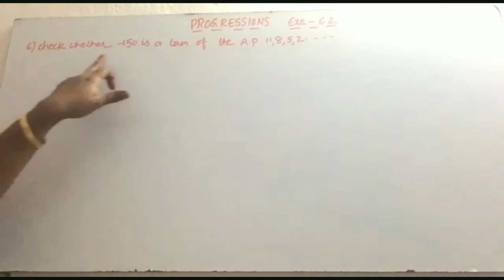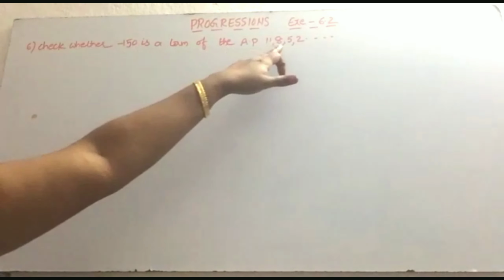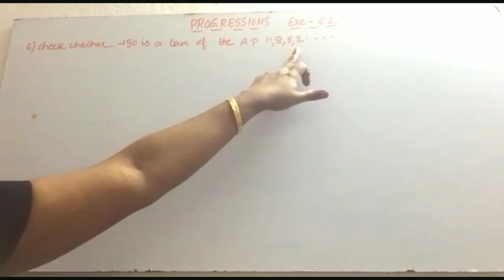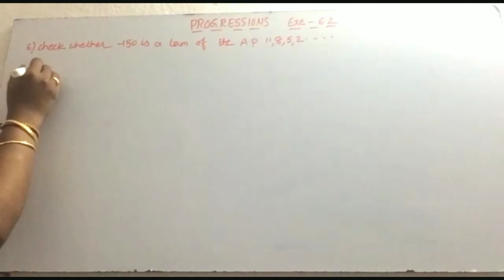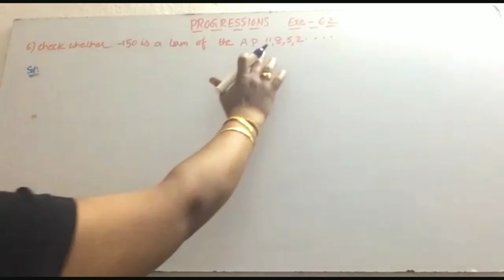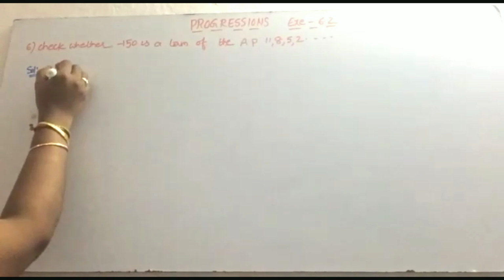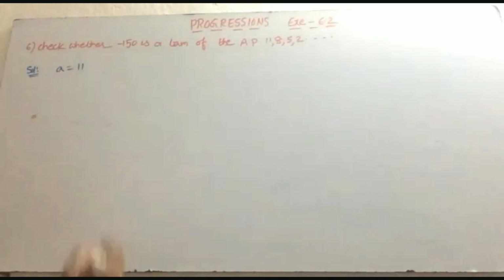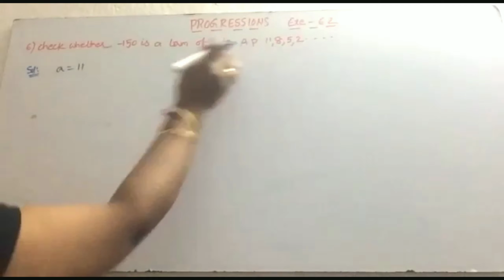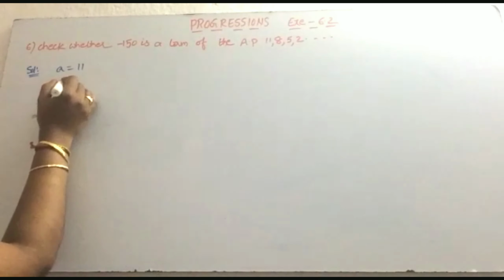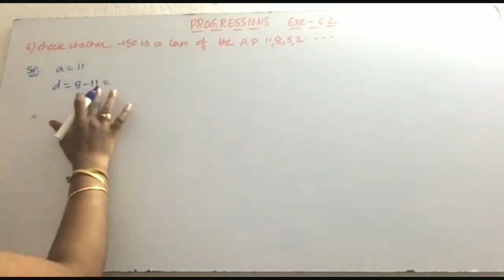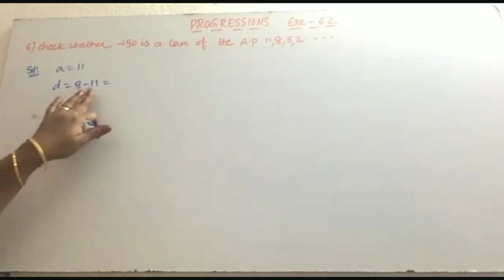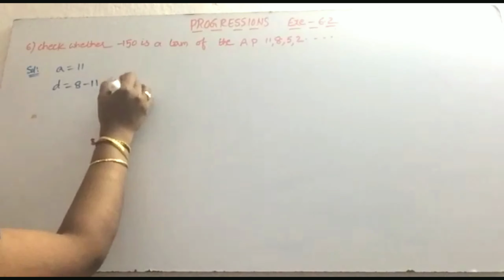Next problem is check whether minus 150 is a term of the AP 11, 8, 5, 2 and so on. So first we will take the common difference. So first a is equal to 11 and d, the common difference, is equal to 8 minus 11, that is minus 3.